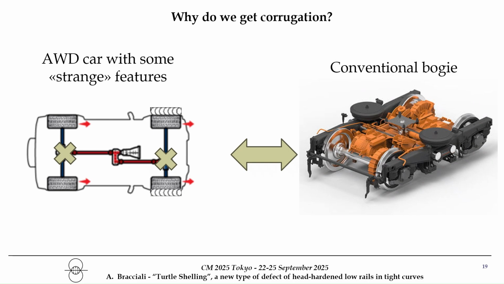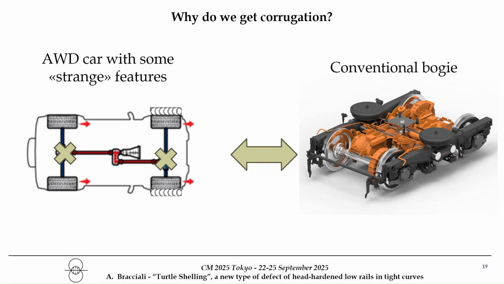Someone will tell you about conicity, difference of rolling radii, primary yaw stiffness, that crap. When you have corrugation, that means nothing. And if you negotiate a curve at 50 kilometers an hour, it's not a running dynamics problem. So don't talk about that thing. You get corrugated rails, and stop talking about that.